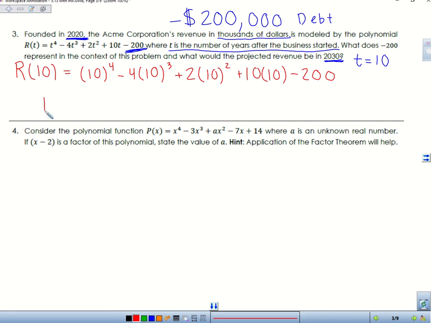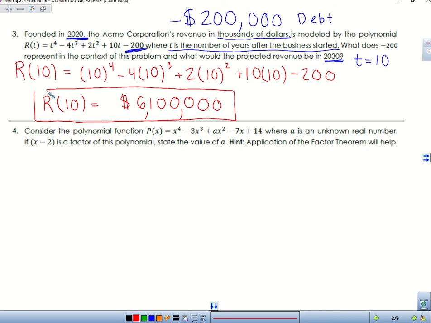And if you simplify all of this, I'll just tell you, you get 61,000, and then we have to add how many zeros to the end if it's in thousands? 3 zeros. So the company actually ended up with a revenue, in 2030, of 6.1 million. So was it worth them going into debt? Yeah. So going into debt won't always leave you in debt. Sometimes it pays off.